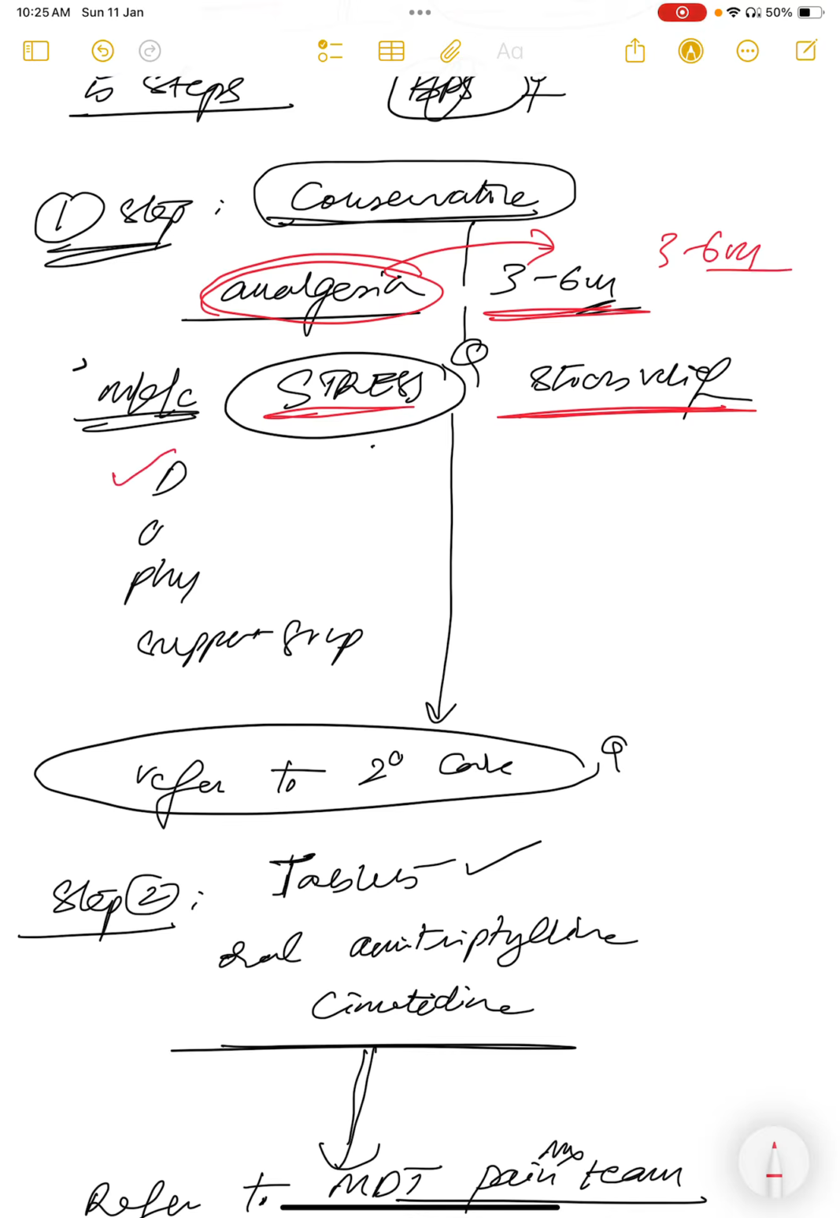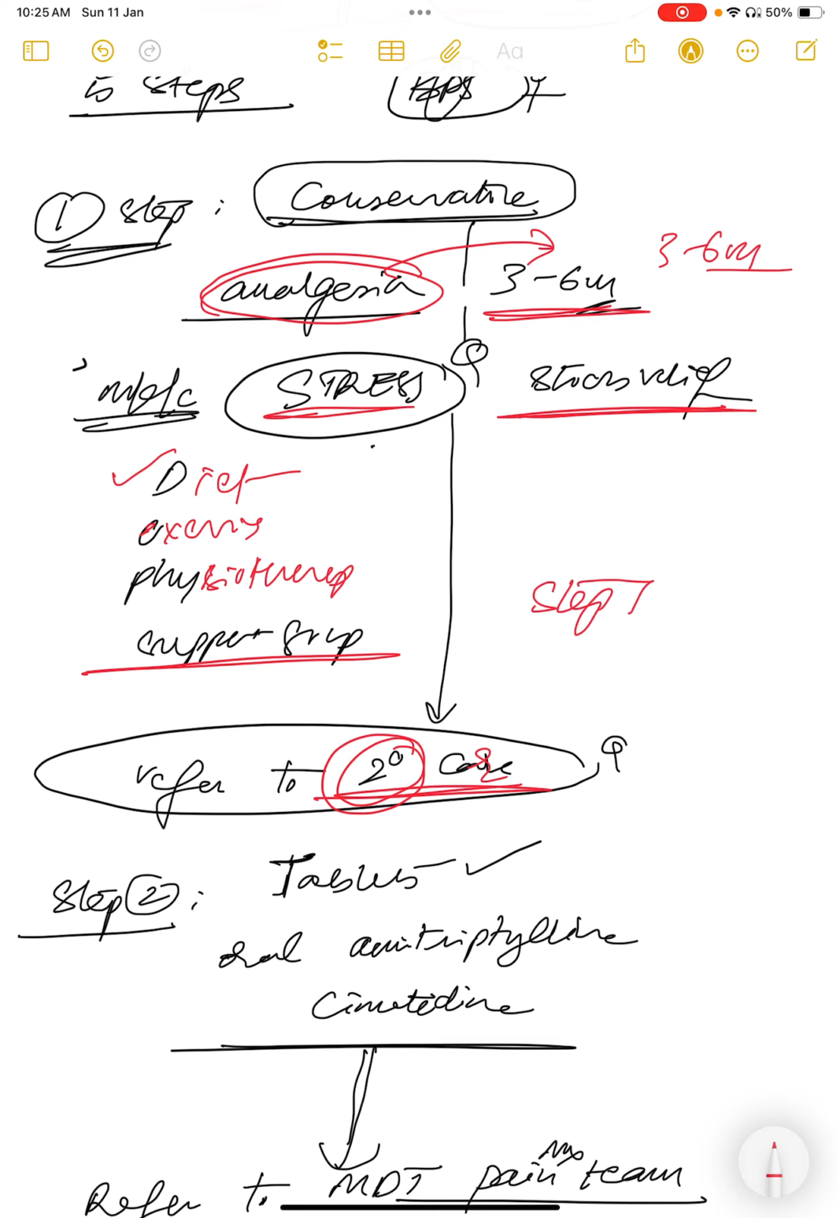Then diet changes, exercise, physiotherapy is given, and supportive groups are there, so you'll go for that. If it is not reducing with that, then you'll refer her to secondary care. So after step one, if it is not sufficing, you'll refer her to secondary care.